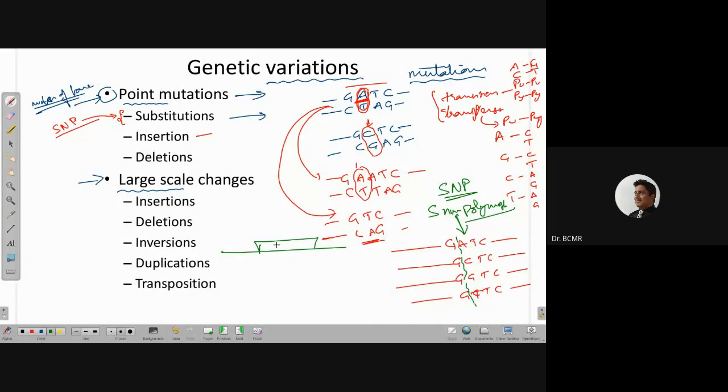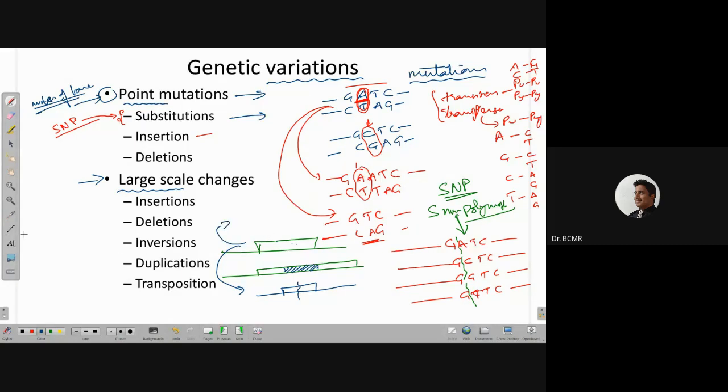It could be that gene A is there, and within gene A or somewhere near between that, you may have a large scale insertion like this. It could be 100 base pairs, something like that. You can also have deletions, which means the gene has become small because of some truncation. Some part of it has been lost. It could also be inversion.